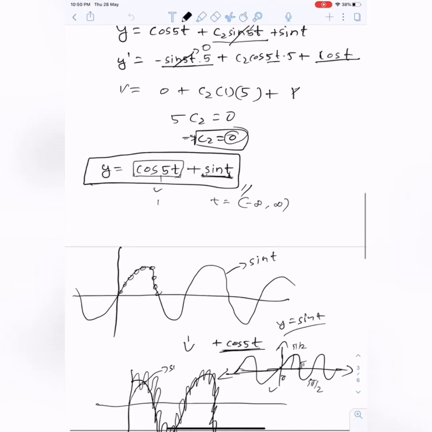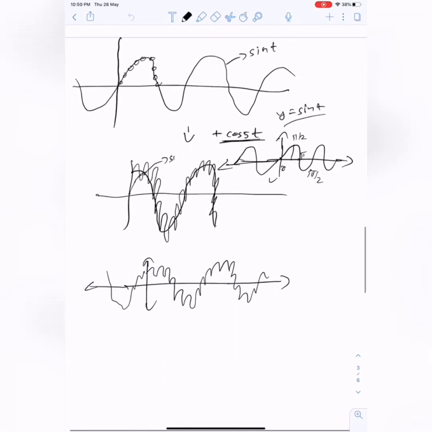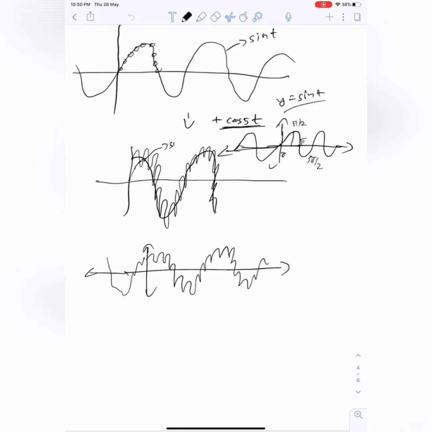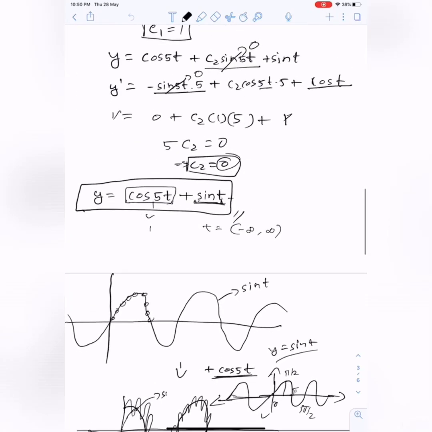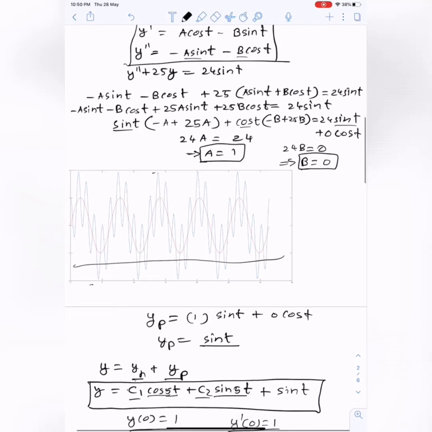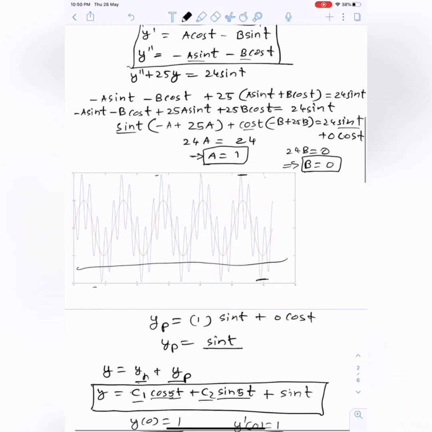Even as t approaches infinity, all we can say is that cos lies from -1 to 1 and sine lies from -1 to 1. All we can really say from this graph is that at t equal to infinity, its value would lie between this maximum value and its lower value. Apart from that, there isn't really much that can be said.